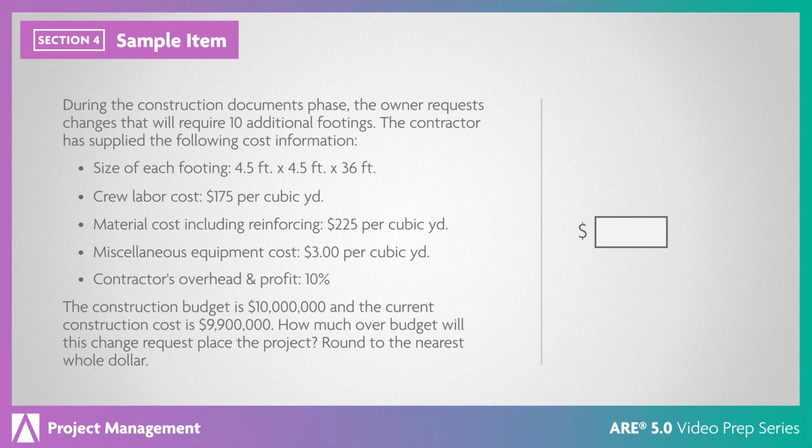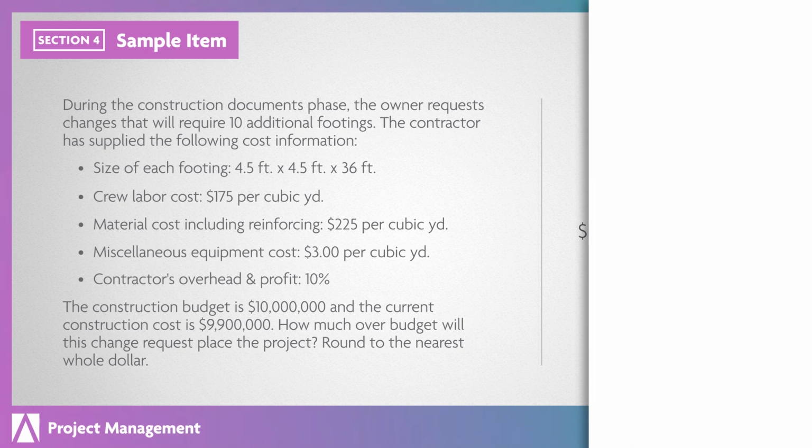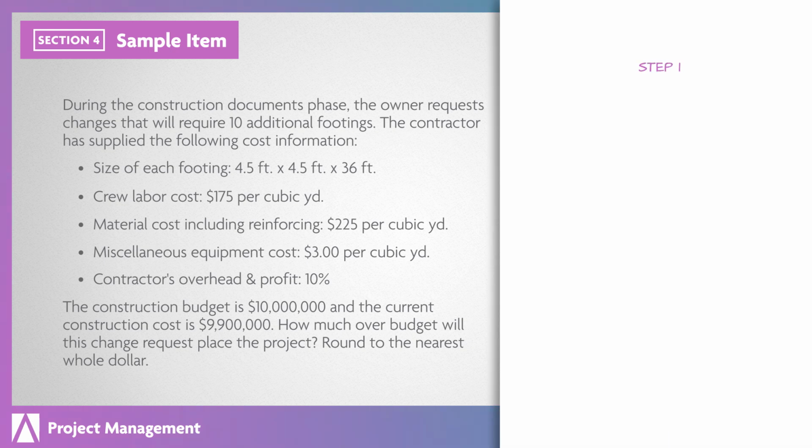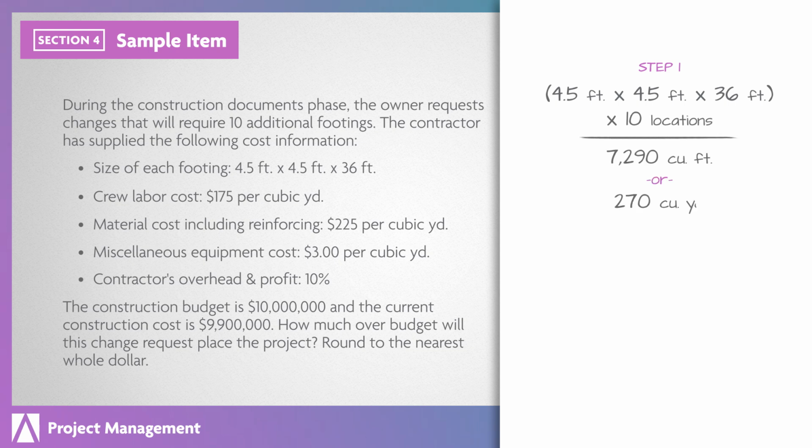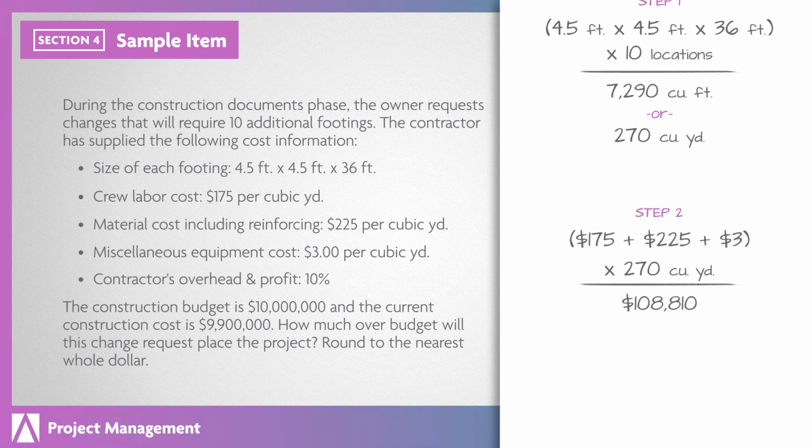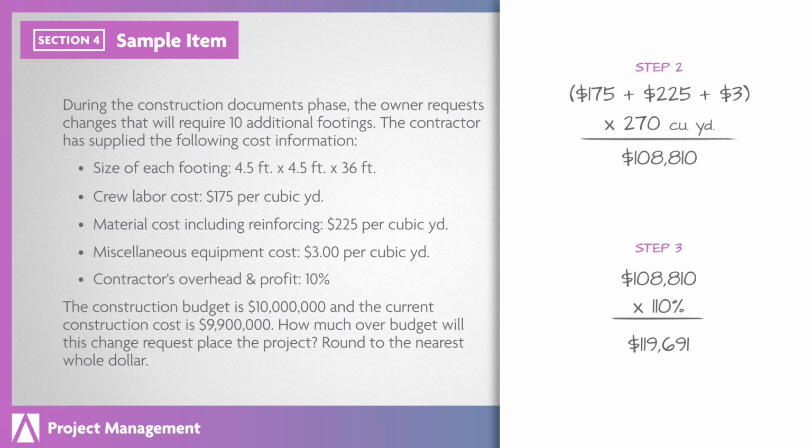The correct answer is $19,691. The owner's requested modification will increase the current construction budget. The architect must first determine the total cost of the requested change. To do so, determine the total volume of the additional footings. Then determine the total cost of the footings, including labor, materials, and miscellaneous equipment cost. The contractor's overhead and profit must all be included in the increased costs.